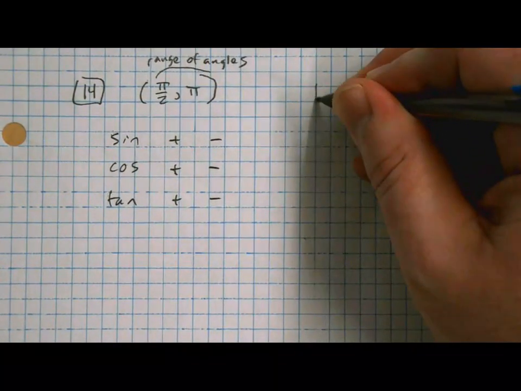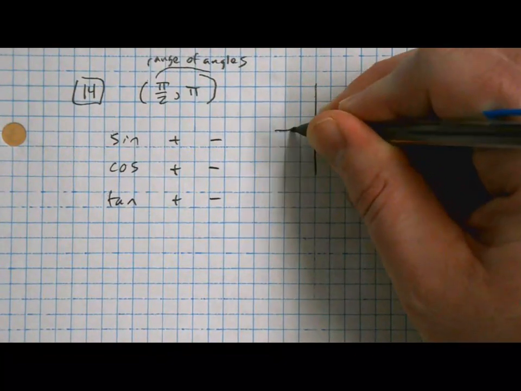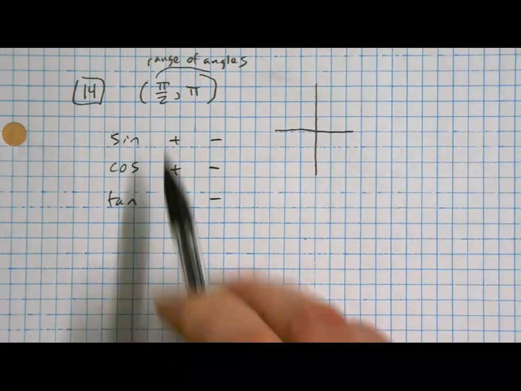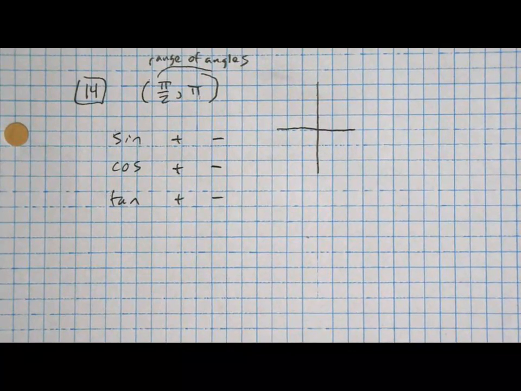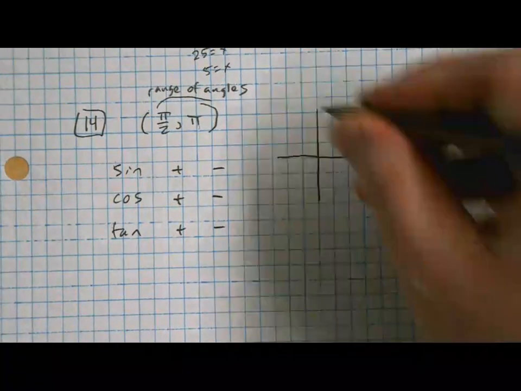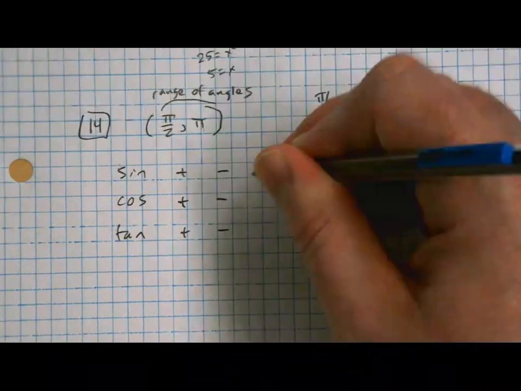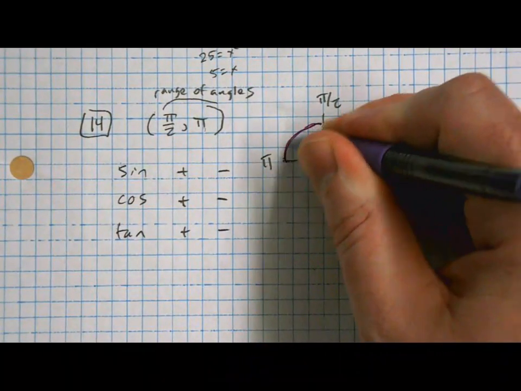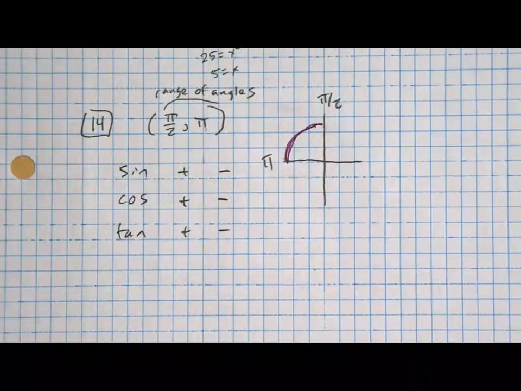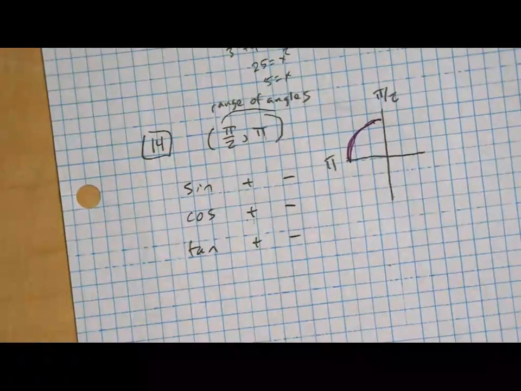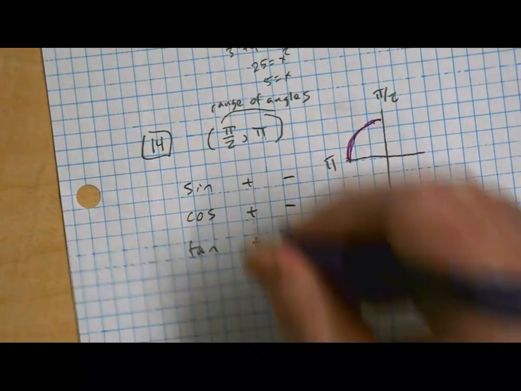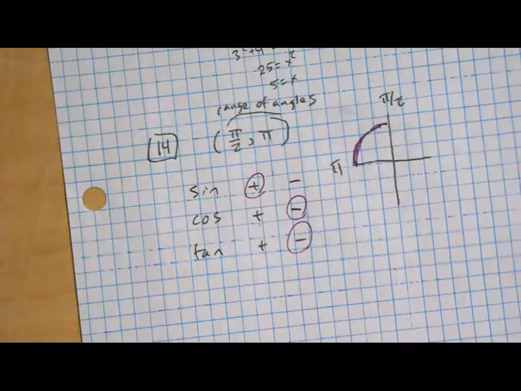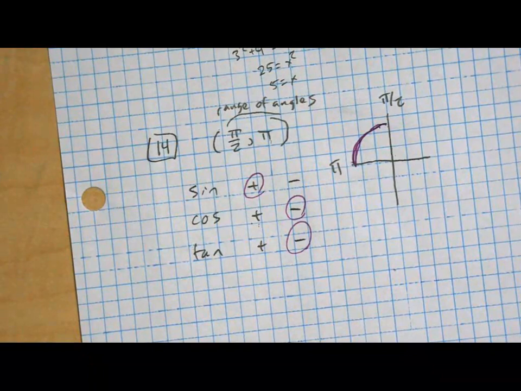What quadrant are they giving us information about? They've kind of disguised it here. Pi over 2 and pi are here. So they're talking about this quadrant right here. So you tell me, which of our three are going to be positive in that quadrant? Just sine, right? And the rest are going to be negative? Sine's positive, these guys are negative. That's it. That's 14.